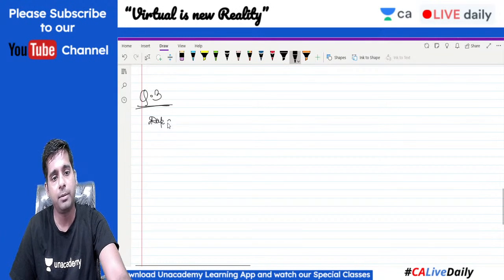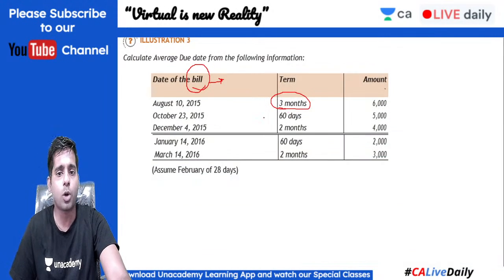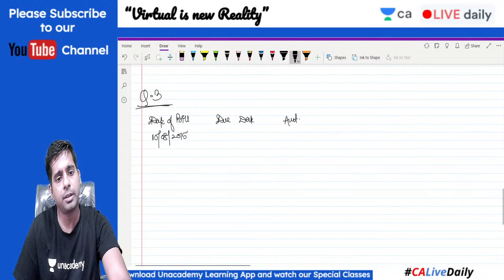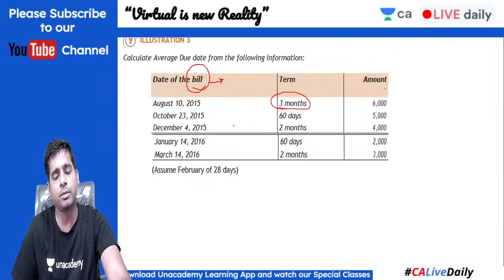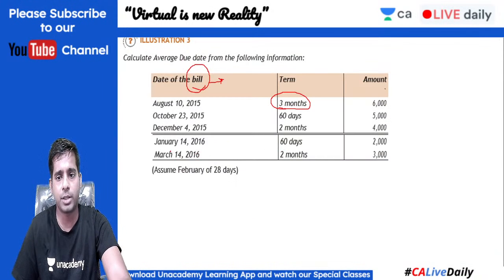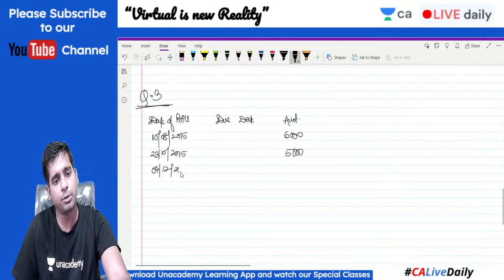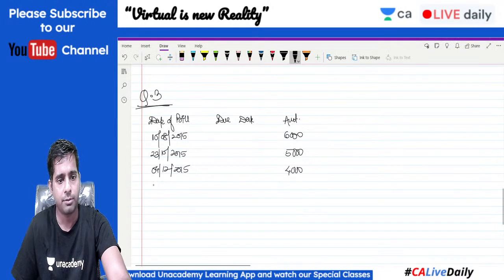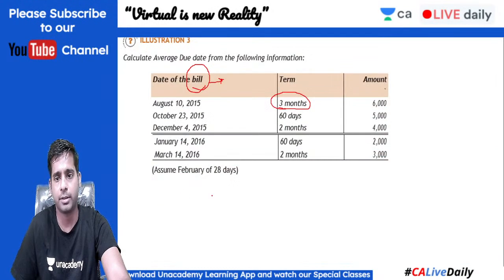Date of the bill and amount, or what we can do is we can add due date here and amount. At least these two columns can be copied from the question. 10th August 2015, and amount is 6,000. Solve with me, come on, solve with me. 23rd October 2015, 5,000. 4 December 2015, 4,000. This is given in the question itself. 14th January 2016, 2,000.